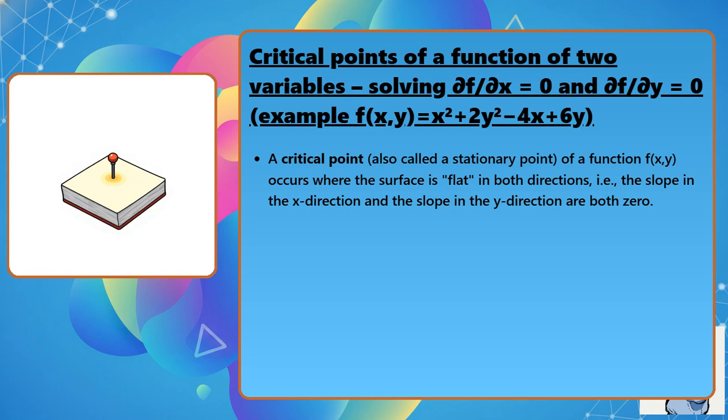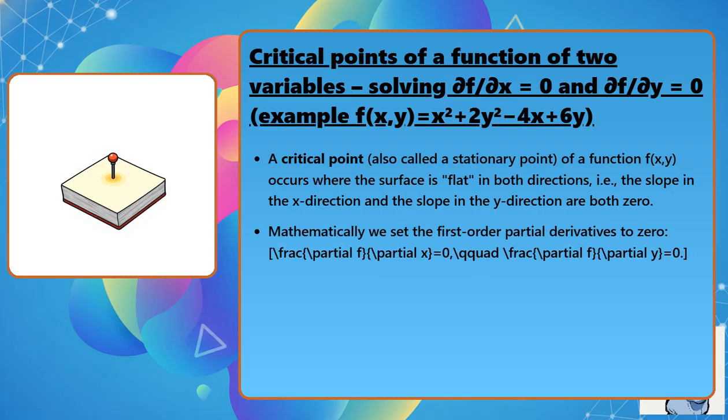A critical point, also called a stationary point, of a function f of x comma y occurs where the surface is flat in both directions. That is, the slope in the x direction and the slope in the y direction are both 0. Mathematically, we set the first-order partial derivatives to 0. Partial f partial x equals 0, partial f partial y equals 0.